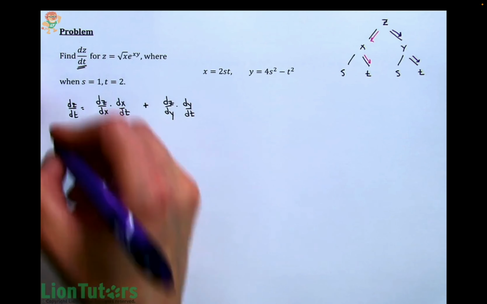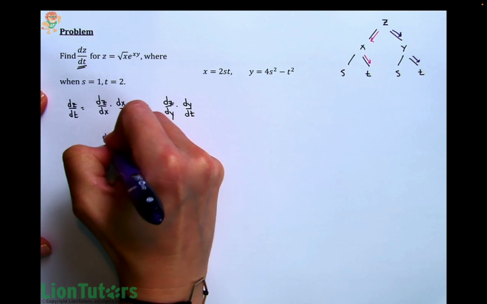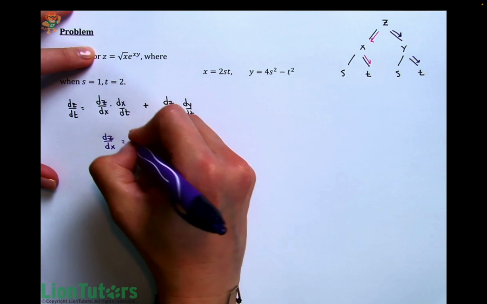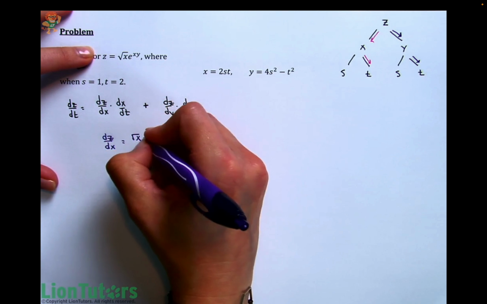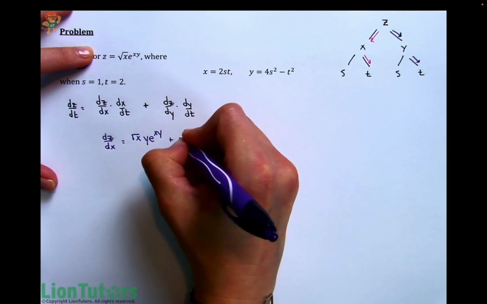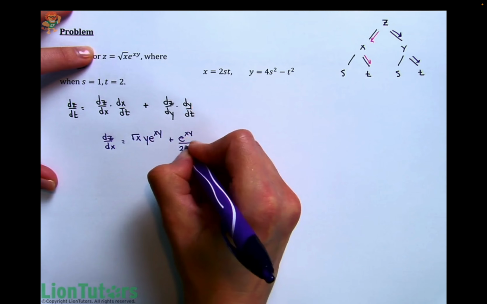So I'm going to start by finding dz/dx. I'm just going to come down here to do that. So if I find dz/dx, I want to look at my z function and take its derivative with respect to x. To do that, we're going to need a product rule. So it'd be root x left alone times the derivative of e to the xy, which would be y e to the xy, plus e to the xy left alone times the derivative of square root of x, which would be 1 over 2 root x.